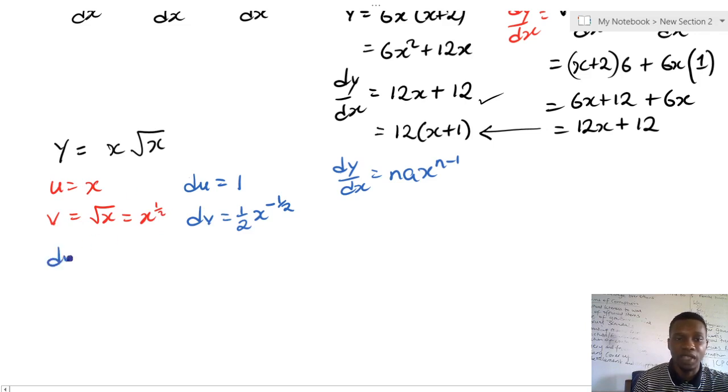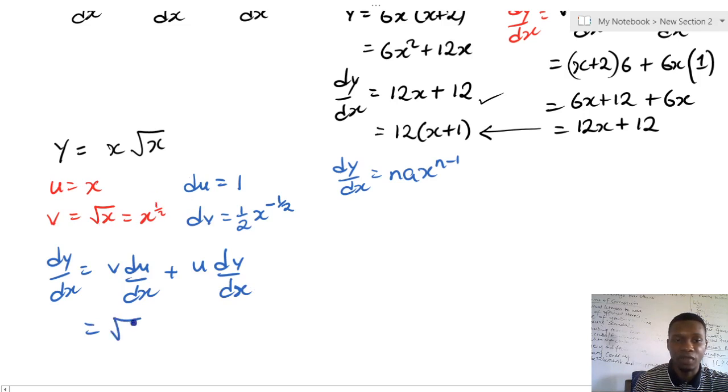Our formula tells us that dy dx is equal to v du dx plus u dv dx. Therefore, what's our v? Our v is x raised to the power 1 over 2. I can just use it as root x. Then our du dx will give us 1, plus u is x, and our dv dx will give us 1 over 2 x raised to the power minus 1 over 2.